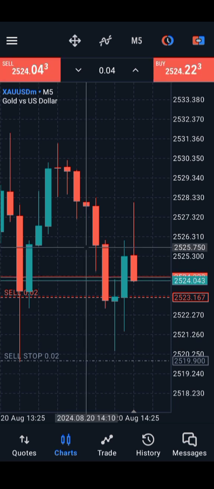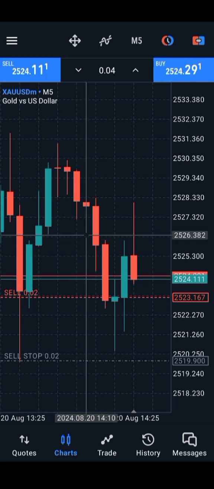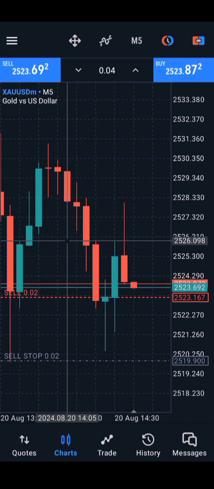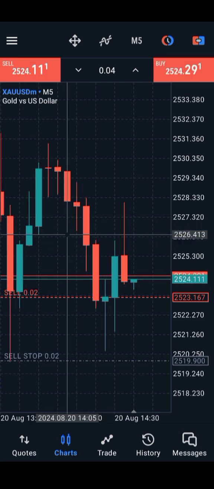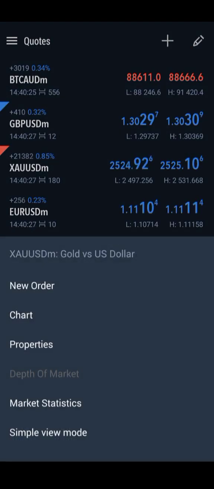So let me see from here now. This is where the current price is. So I will say that whenever price comes somewhere like here, somewhere like 2526.350, let it take me into the market. So whenever price reaches there, let it take me into the market. So let me go to my gold. I'll go to new order.